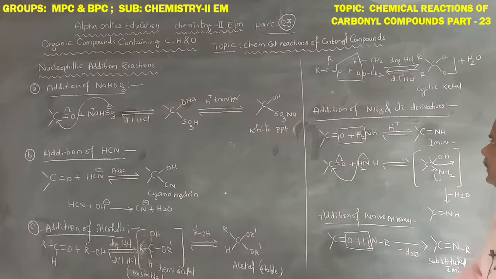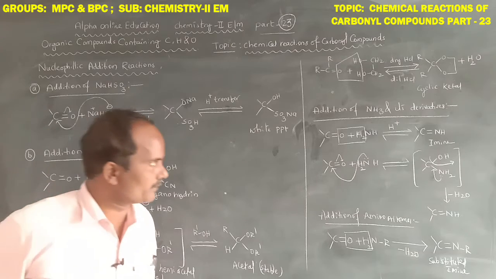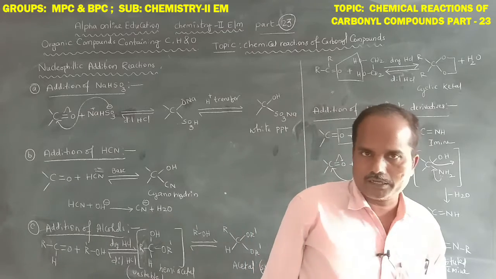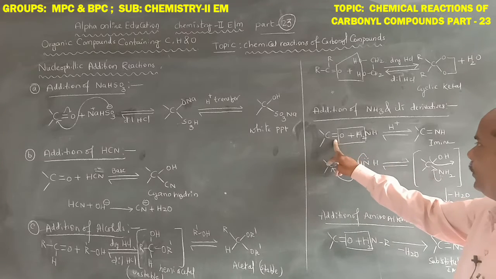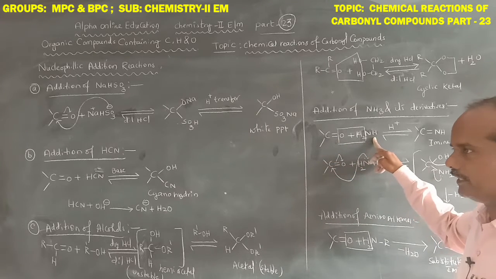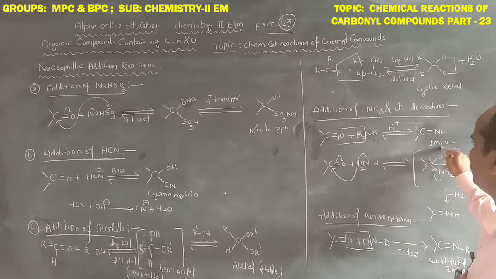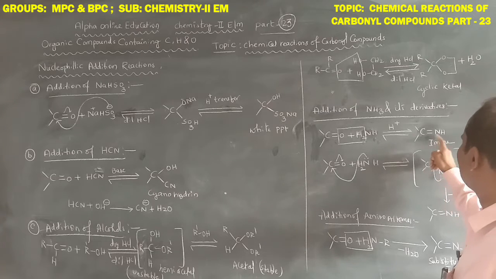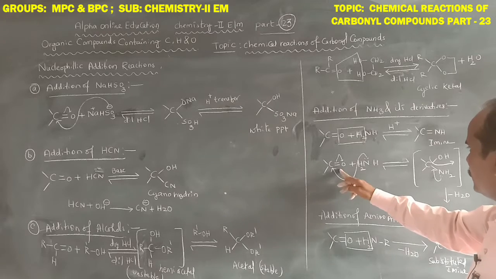Then next one is addition of ammonia and its derivatives. Addition of ammonia and its derivatives is also a reversible reaction. These reactions are catalyzed in presence of acidic medium. Let's see the carbonyl compound when it is treated with ammonia in presence of acidic medium. What happens? Removal of a water molecule takes place and imine is formed. Imine, C double bond NH.